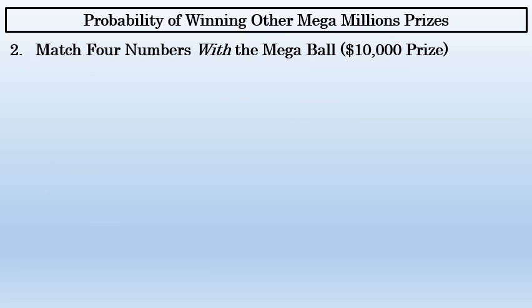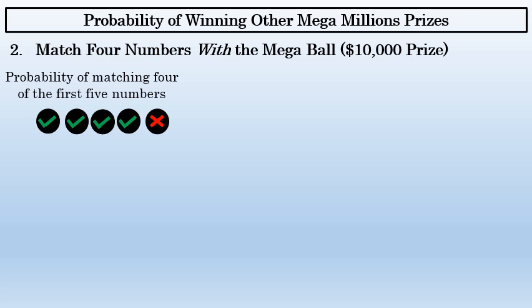The next biggest prize can be won by matching 4 of the first 5 numbers drawn with the mega ball. This would earn you $10,000. To determine the chances of winning this prize, you must compute the probability of matching exactly 4 out of those first 5 numbers and multiply that by the probability of matching the mega ball.